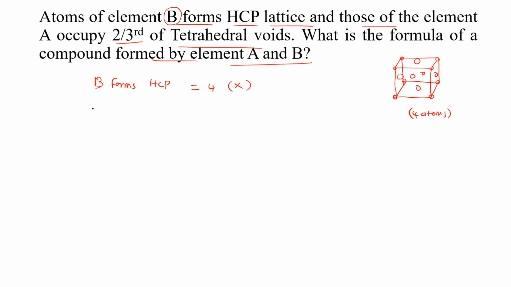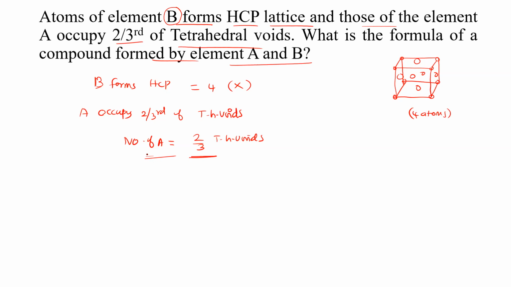And A occupies 2/3 of the tetrahedral voids. So how many atoms should be there? So the number of A is 2/3 into 2 times the tetrahedral voids. Am I right? We know that this is the data given in the problem.